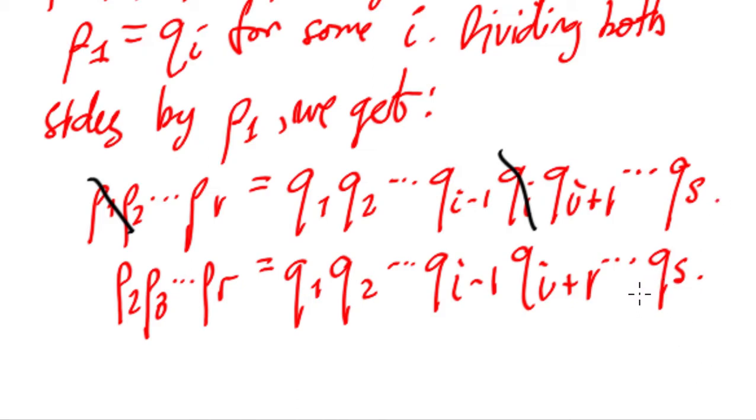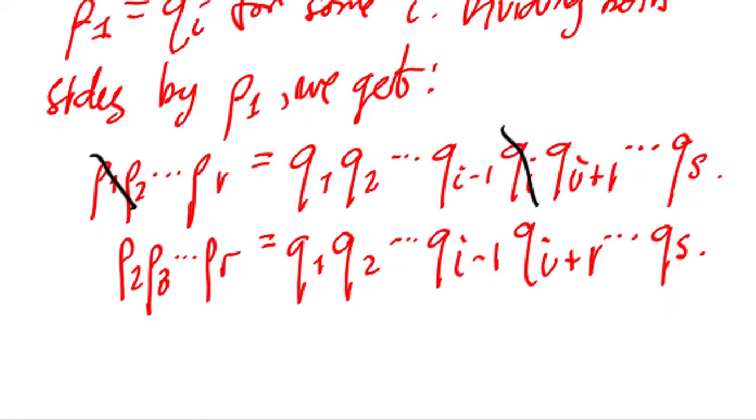Okay, now what we'll do is divide by p sub 2 on the right hand side, and of course for the whole equation. So again, by the corollary that we have learned in a video before, p sub 2 is equal to some q sub j.